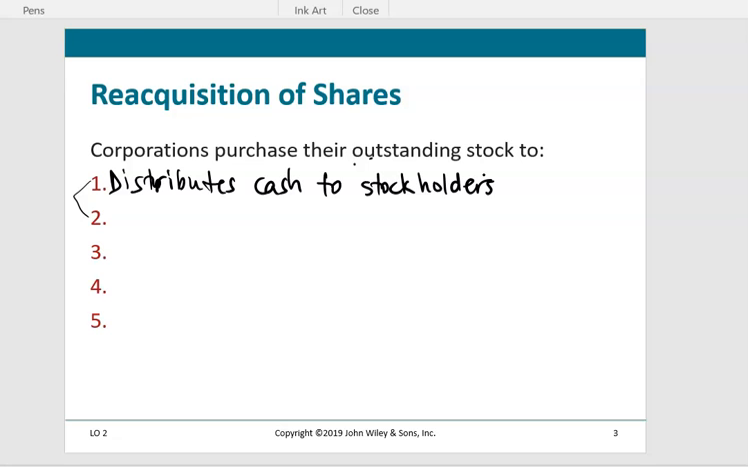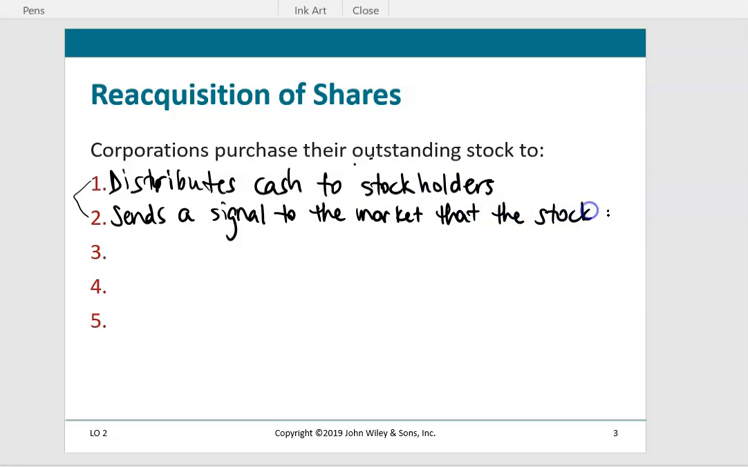And it also sends a signal to the market that this stock is worth buying. We, the company, have the most information about the company, and we're willing to take our excess cash and buy our own shares. A few other reasons that are less related.